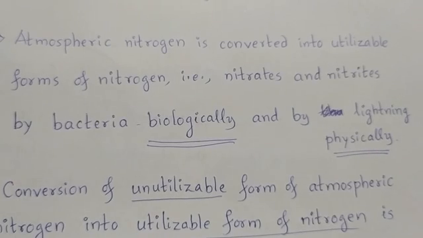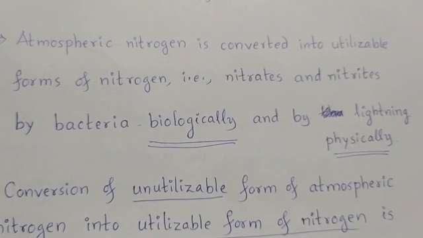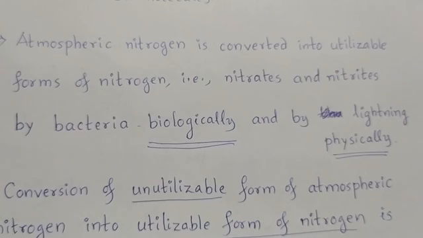Atmospheric nitrogen is converted into utilizable forms of nitrogen, that is nitrates and nitrites, by bacteria and by lightning. The conversion of atmospheric nitrogen into nitrates and nitrites by bacteria is known as biological nitrogen fixation, and conversion of the molecular nitrogen into nitrates and nitrites by lightning is known as physical nitrogen fixation.